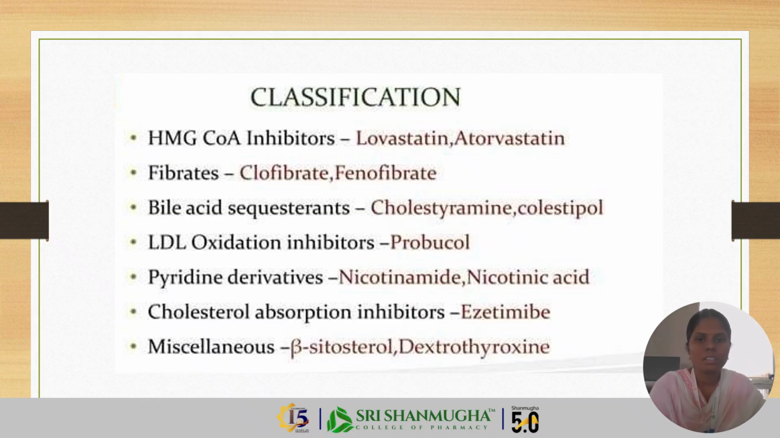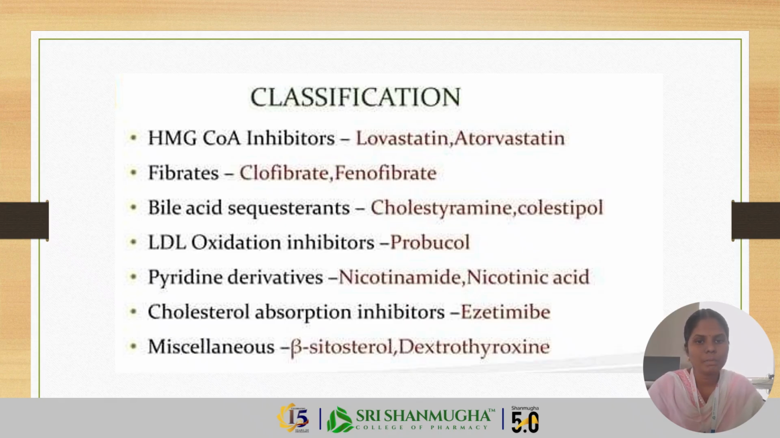So, classification of antihyperlipidemic drugs. It has been classified into 7 types. The first type is HMG CoA inhibitors. Examples for HMG CoA inhibitors are lovastatin and atorvastatin. The second type is fibrates. Examples for fibrates are clofibrate and fenofibrate.